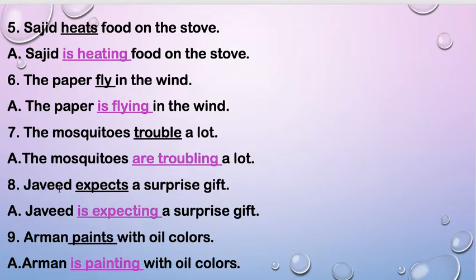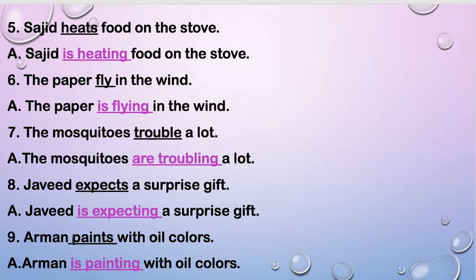Okay, eighth one, Javed expects a surprise gift. Javed is the subject here, is expecting a surprise gift. Is expecting is the verb here. So expects here is in simple present tense, and we have to change it into present continuous tense. In order to change it into present continuous tense, we are adding a helping verb, and we are adding ing to the base verb. So is is the helping verb, because Javed here is the subject and it is in singular form. So the helping verb is also in singular form, and expect is the base form of the verb, and we are adding ing to the base form of the verb to convert it into present continuous tense.